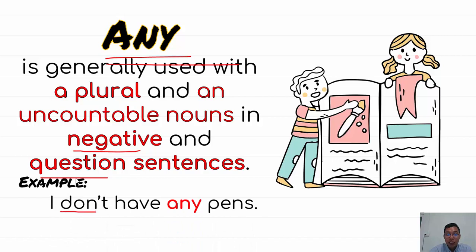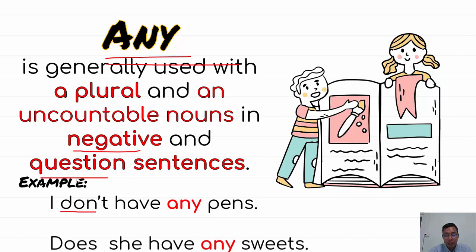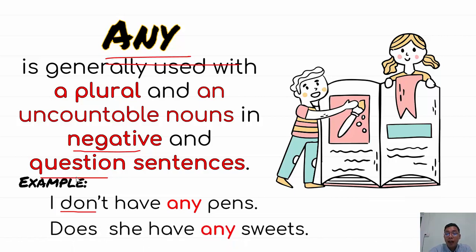Don't, it's a negative sentence. I don't have any pens. Does she have any sweets? Okay, question mark. Does she have any sweets? Any is used with negative sentences (ประโยคปฏิเสธ) and questions (ประโยคคำถาม).